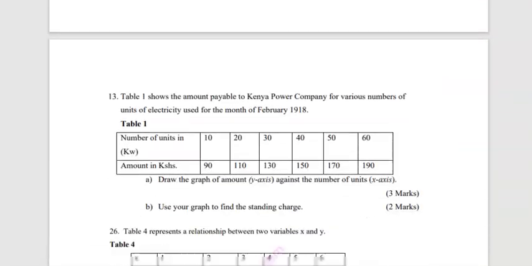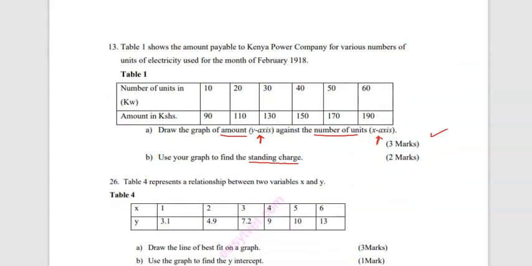So I want you to pause the video, draw this table, copy this question, and draw a graph of amount against number of units. I forgot to mention in the example, if we just say amount against number without mentioning the axis, the first one should be on the y-axis and the second value should be on the x-axis. So I want you to try, then you also find the standing charge, then I'll be showing you the answers in a short while.